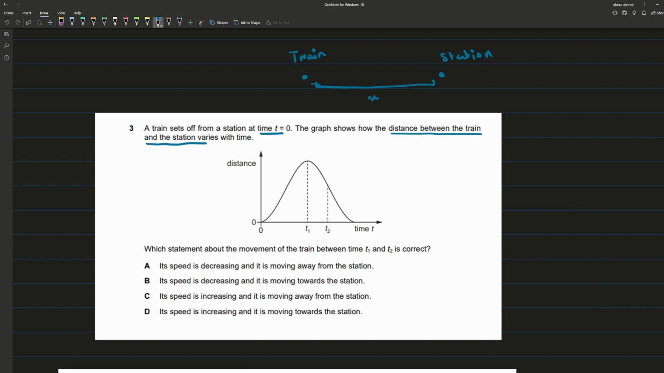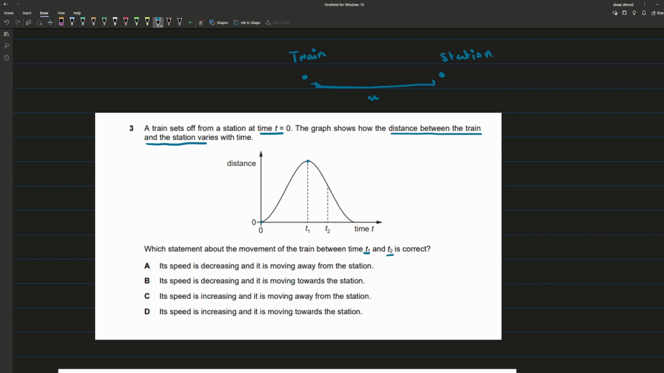Okay, so in the beginning we see that the train and the station are very close, which is why the distance between them is 0 here. Now the train starts to get away from the station, which is why the distance between them increases, and this continues till time t1, where the distance between the train and the station is maximum, and after that we can see that the distance between them starts to decrease again. So which statement about the movement of the train between t1 and t2 is correct?